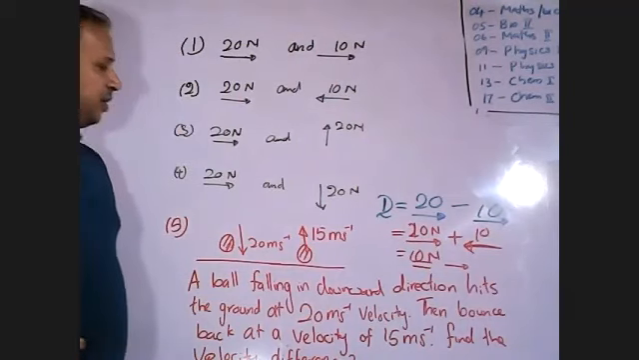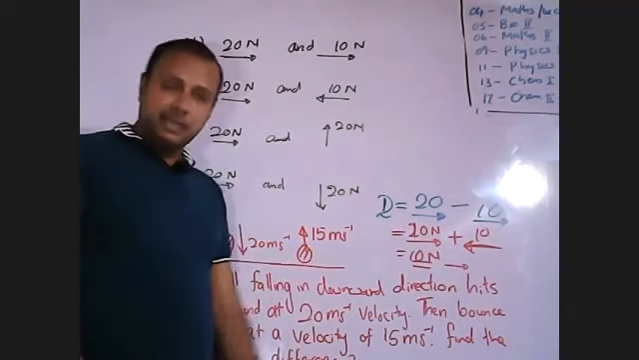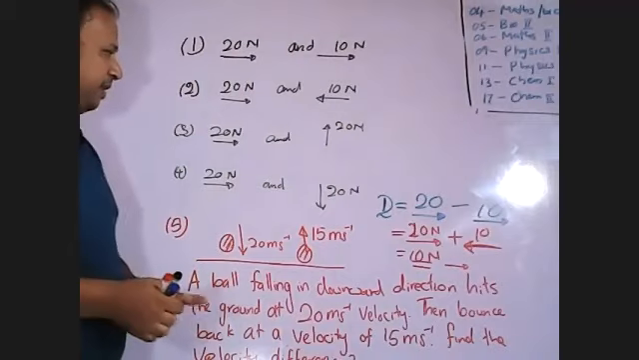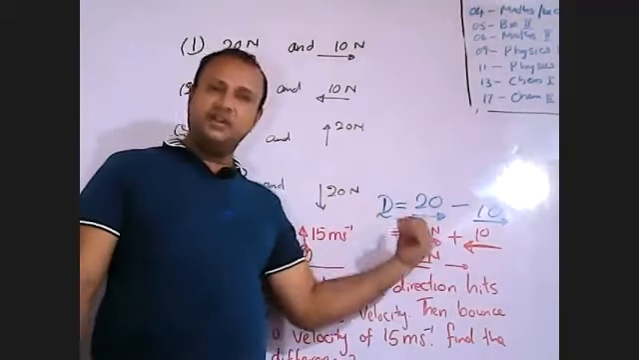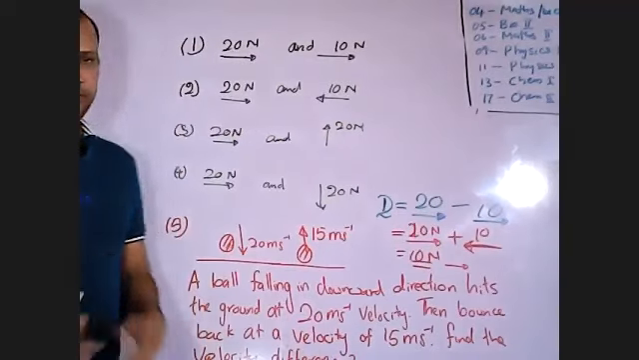Okay, so this is the way of doing subtraction. If you want to subtract two vectors, that means you have to add the reverse vector.